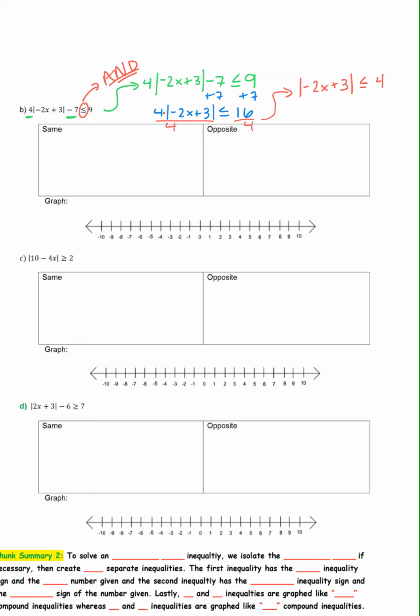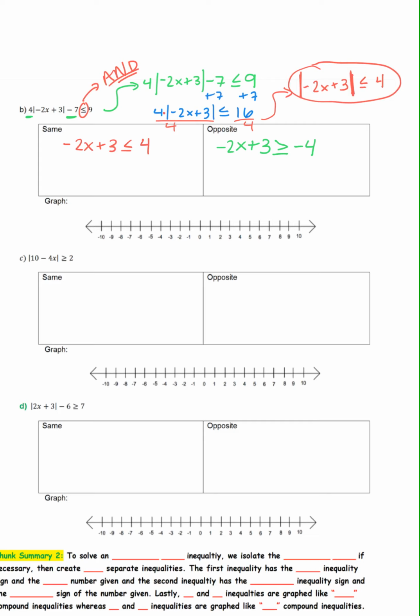Okay. This is the problem I'm going to use. It's isolated now. The absolute values have nothing in front or behind it. It's all good. So I'm going to keep the first one the same. Negative 2x plus 3 is less than or equal to 4. And then the other one I'm going to do the opposite of. So negative 2x, keeping the negative 2x and the 3 the same, changing the less than or equal to a greater than or equal to, and changing the positive 4 to a negative 4.